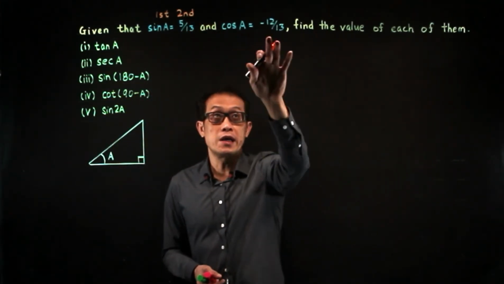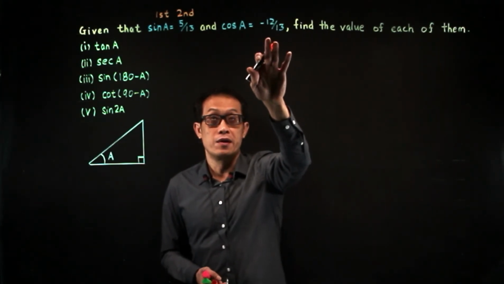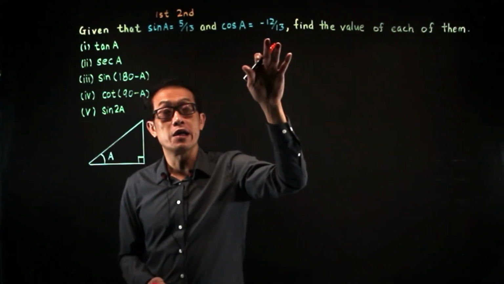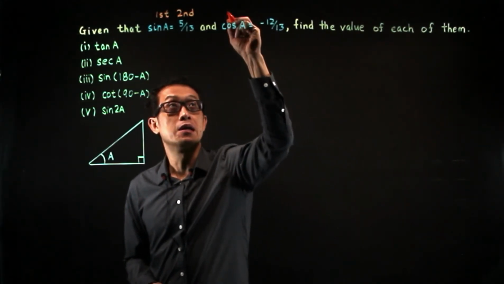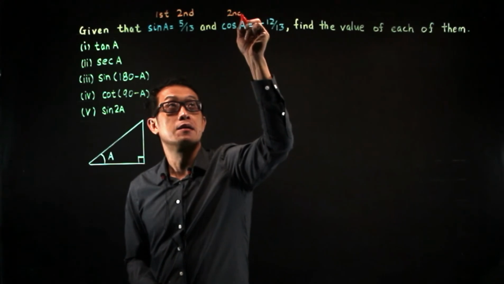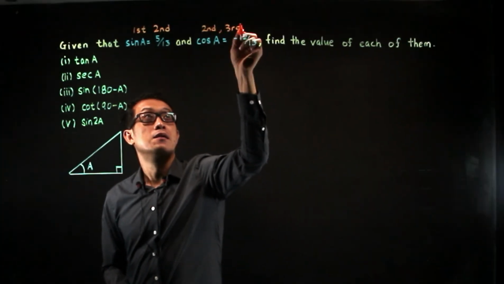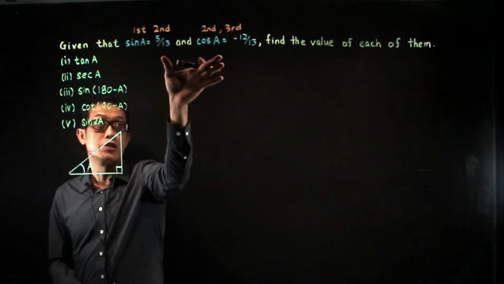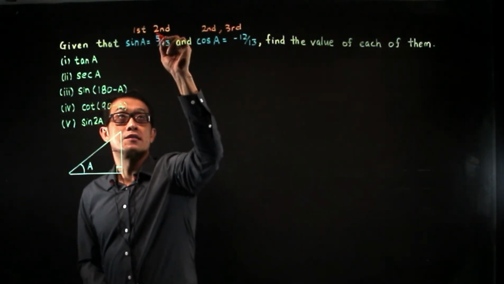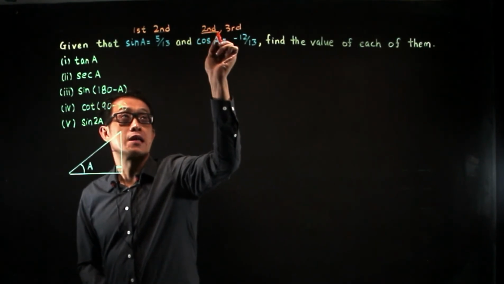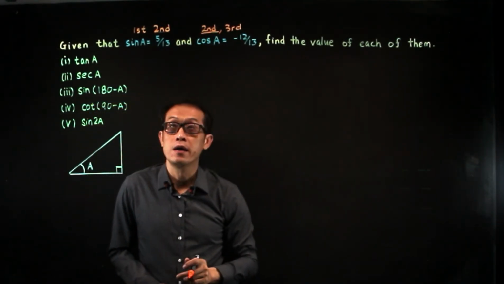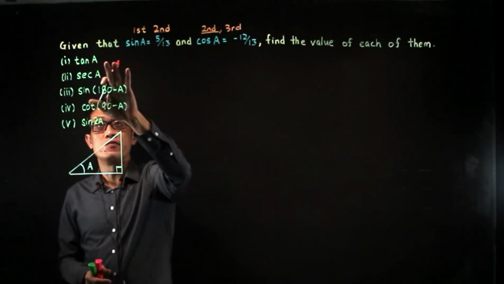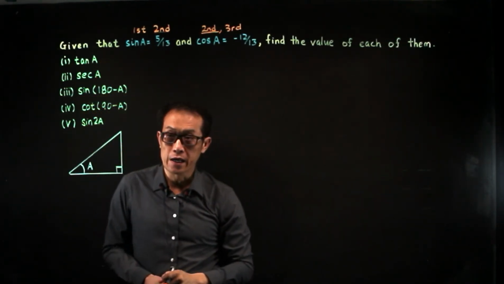But cos A is negative. So which quadrant can it be if cos A is negative? It can only be in the second and third. So you've got to satisfy both of these conditions. So in this case, A must be in the second quadrant. Next, we must draw the triangle so that we can find the value of tangent A.